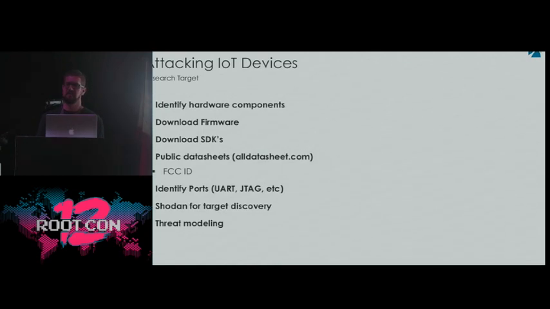If it uses any wireless on the device, then there's going to be an FCC ID assigned to the device, which you can find on the board somewhere. And then you can go and download information and the plans for that device and learn a lot about it. So a good website to do that is All Datasheet, but there are many other websites you can use.